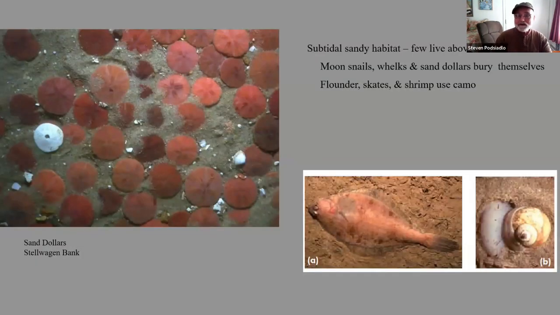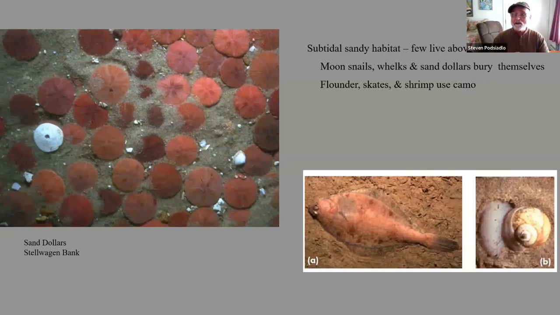With a subtidal sandy habitat, few organisms live above the seabed. The ones that you'll find living in a sandy habitat are moon snails, a large snail, and I think they get about an inch and a half in diameter. Whelks and sand dollars. They bury themselves in the sand, even though this picture of sand dollars shows them above the sand right here.